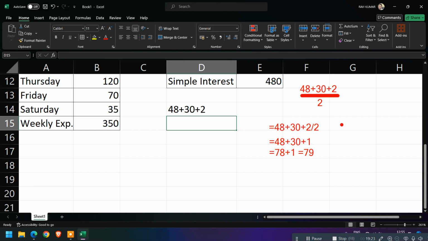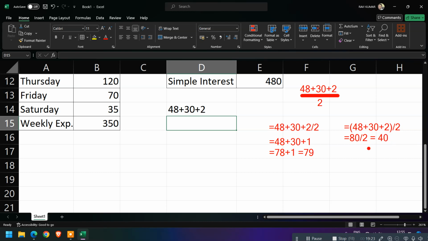And second, if I apply the BODMAS rule, then what we have to do is open the braces: 48 plus 30 plus 2, and then divide by 2. So what will be the answer? 48 plus 2 is 50, and then plus 30 means 80, divided by 2. So our answer will be 40.